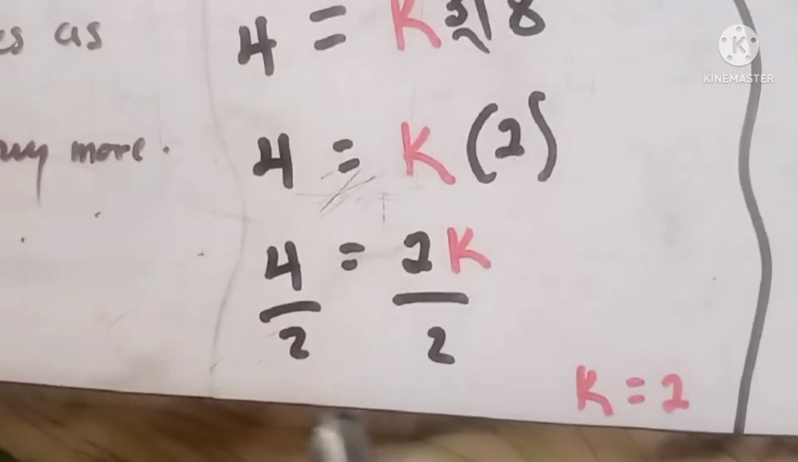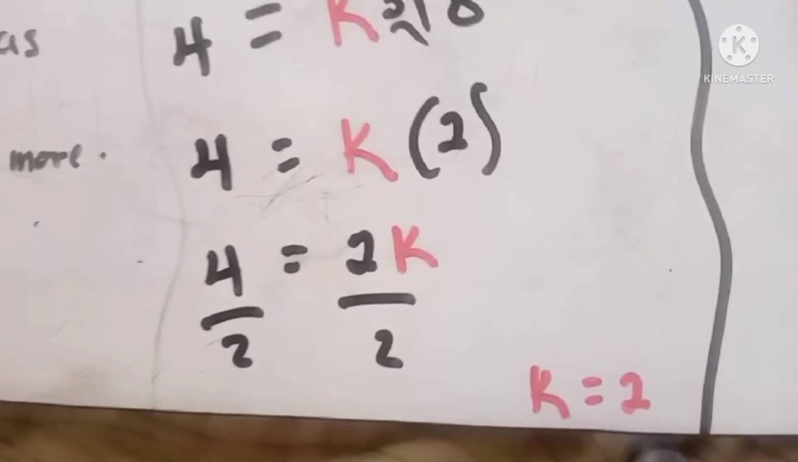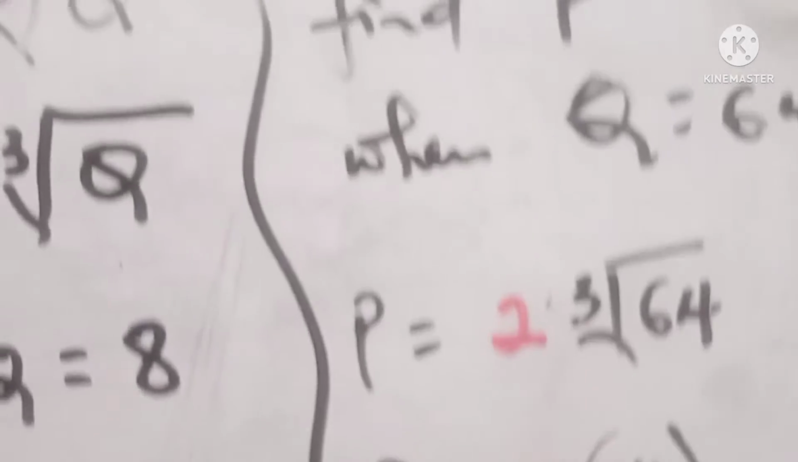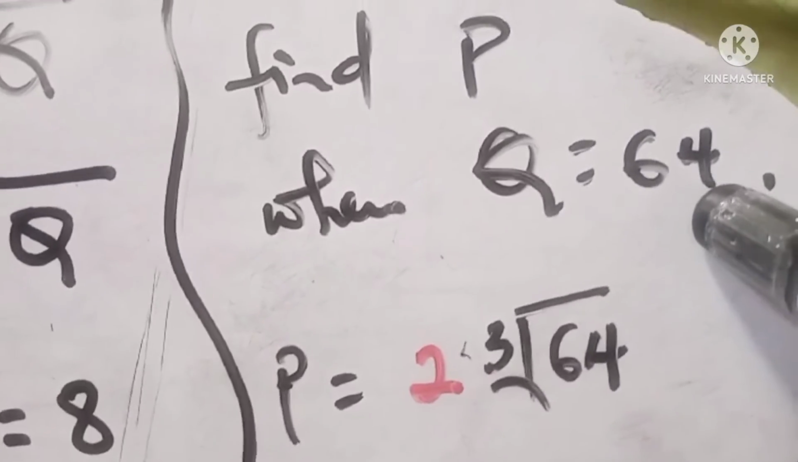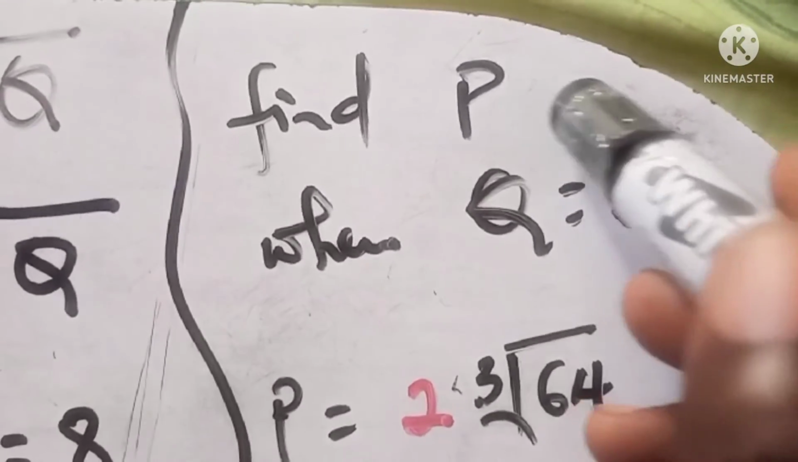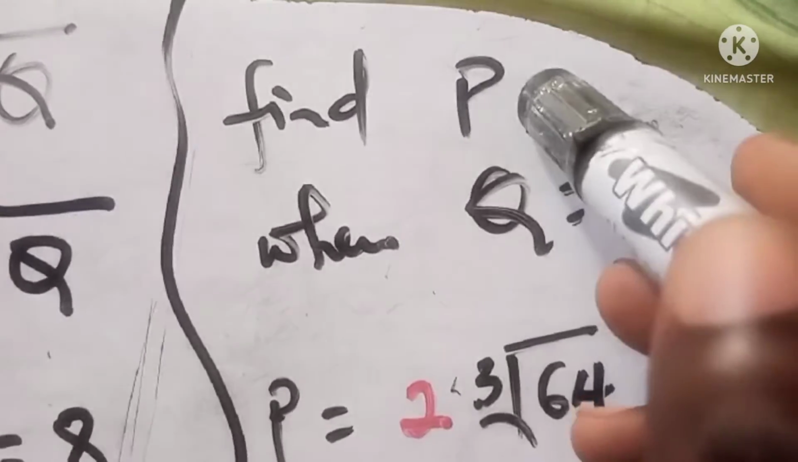So divide both sides by 2. Then you have your k to be 2. Okay. Then the question further says that you should find p. You should find this guy here, the p here, when k is equal to 64. So how do you do that? They say you should find the p.